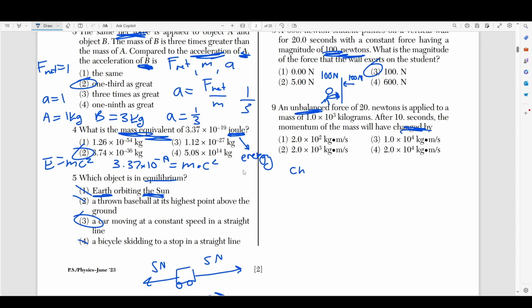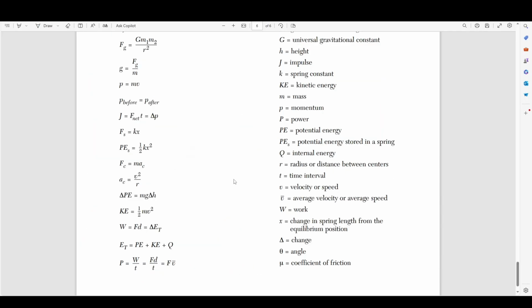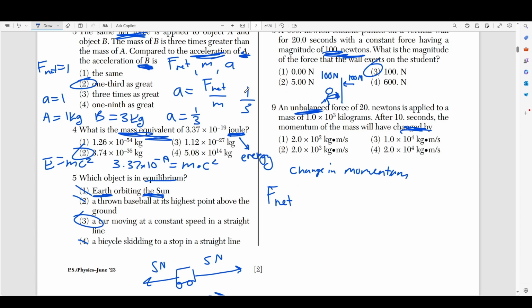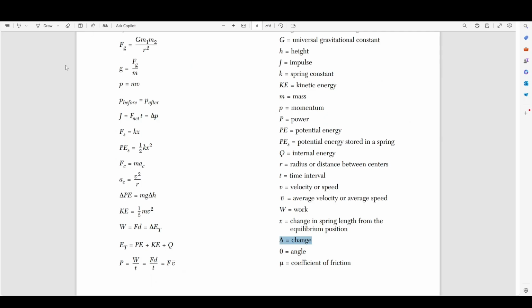So here we're looking at a change in momentum. And because we need to calculate something, I'm going to look at my reference table, and I'm looking for force, or F, or F net, and something that has to do with momentum, right? So here I'm going to scroll, and as you can see, momentum is represented by a lowercase p, and delta is going to be represented by change. So if I'm looking for change in momentum, I'm really just looking for delta p on my reference table. And here I just found it.